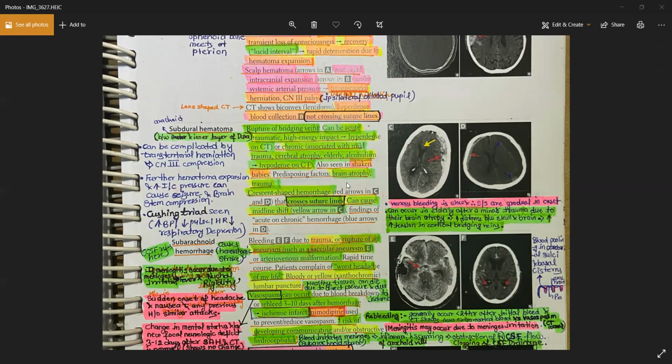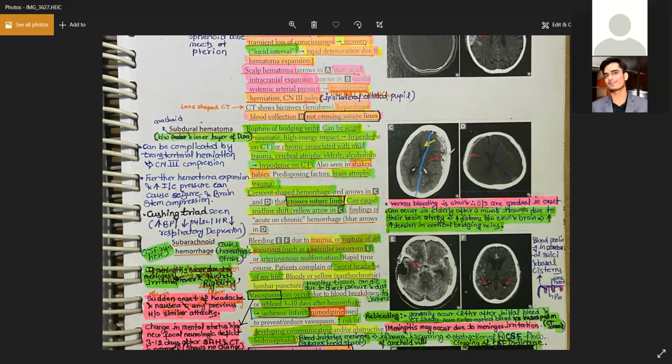What you will find is a crescent-shaped mass, the C-shaped mass you can see here. This mass can cross the suture lines. It is not bound by the sutures, right? Very important. Then the patient can also have a midline shift of the structures. If I draw, this is my midline, and you can see the patient has a shift of the midline structures because of the increase in pressure. So these kinds of things will be seen on the CT of a patient with a subdural hematoma.